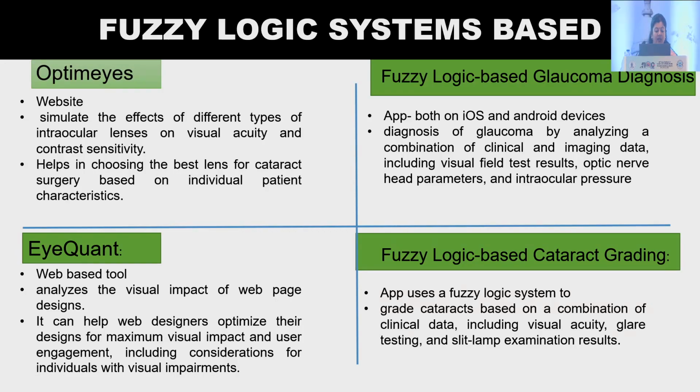Then we have iQuant. It is a web-based tool that analyzes the visual impact of web page designs. It can help web designers optimize their designs for maximum visual impact and user engagement, including considerations for individuals with visual impairments. Then coming to the fuzzy logic system for glaucoma diagnosis, it is an app that can be used on iOS and Android devices. It detects glaucoma by analyzing a combination of clinical and imaging data, including visual field test, optic nerve head parameters, and intraocular pressure. For cataract grading, we use a fuzzy logic system to grade cataracts based on a combination of clinical data, including visual acuity, glare testing, and slit lamp examination results.